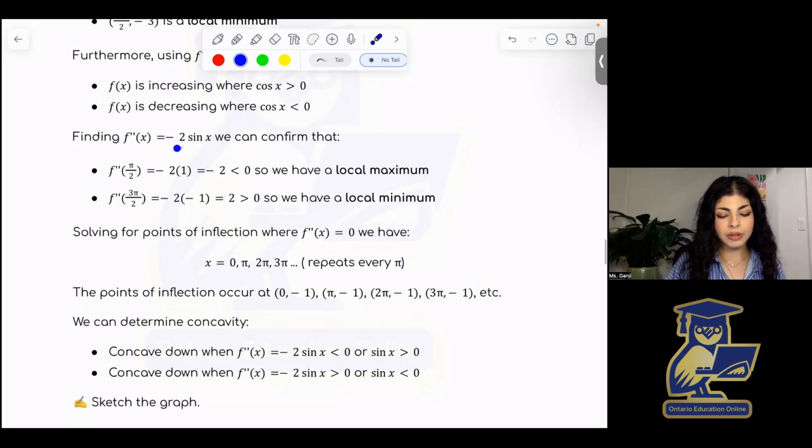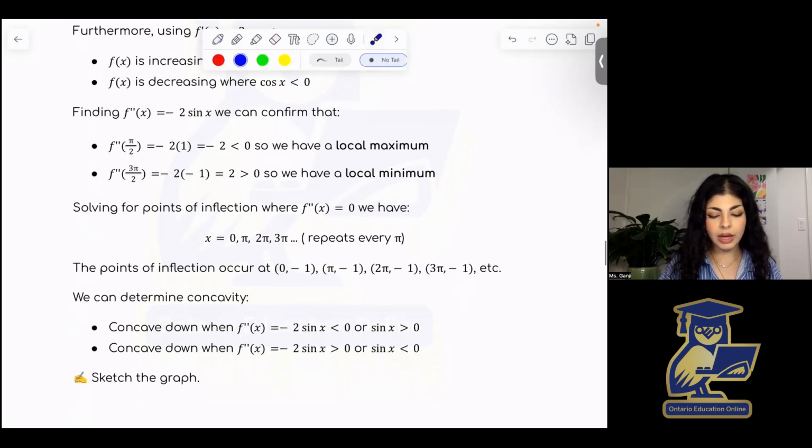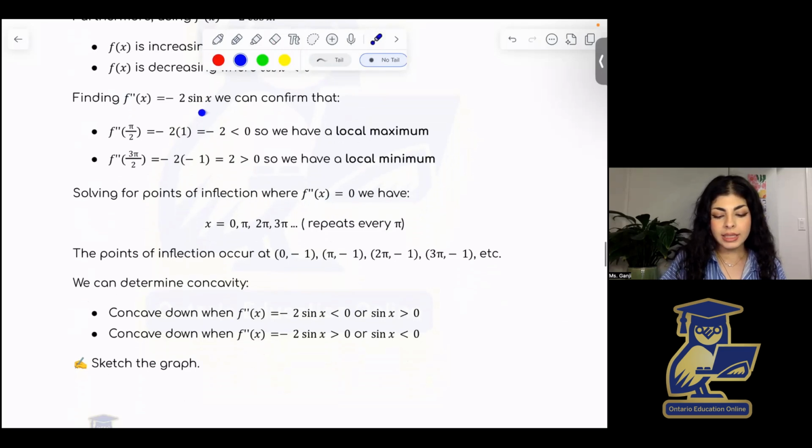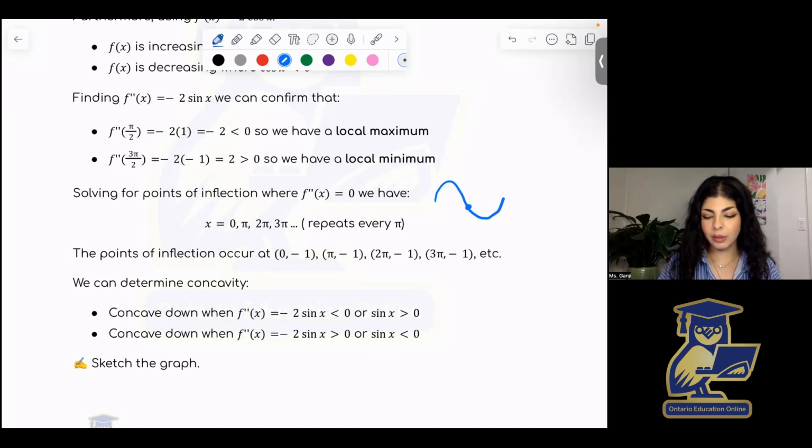Now, we also have the second derivative, so we will find possible points of inflection. This is when the second derivative is equal to 0, and this is again when sine of x is equal to 0. And this happens at 0, pi, 2 pi, 3 pi. And that's what we expect with sine functions anyways. When it goes kind of like this, we do have a change in concavity, which occurs somewhere here. And so now we know that it is at 0, pi, 2 pi, 3 pi, and repeats every pi.